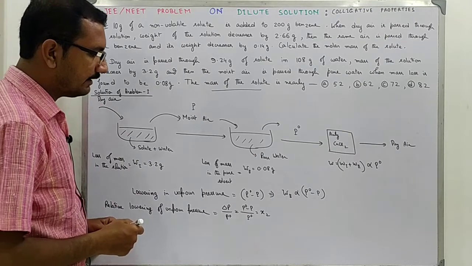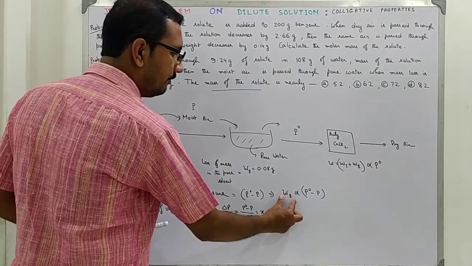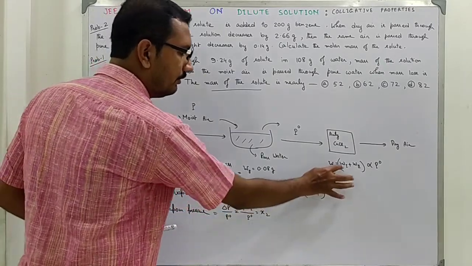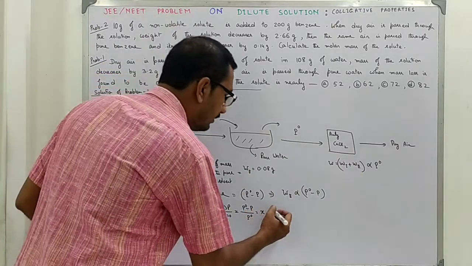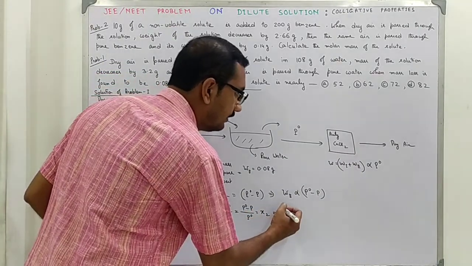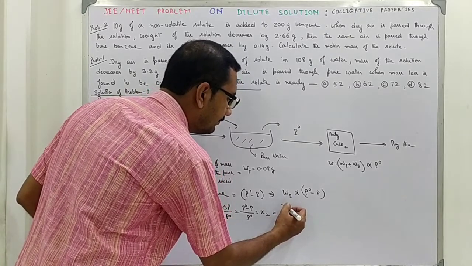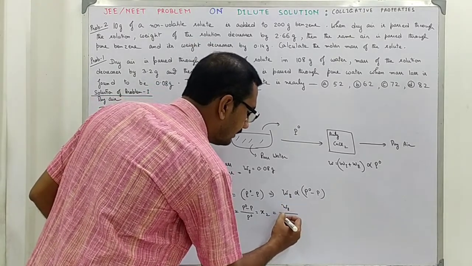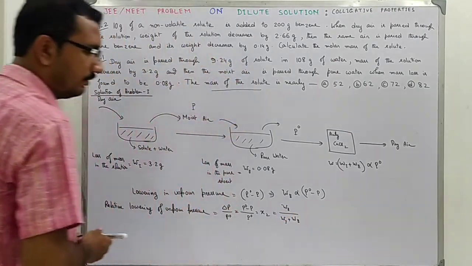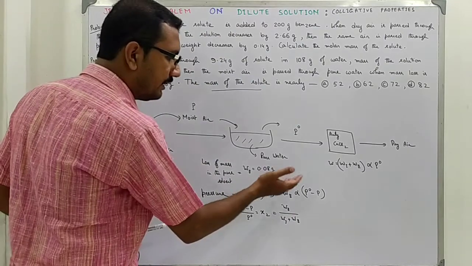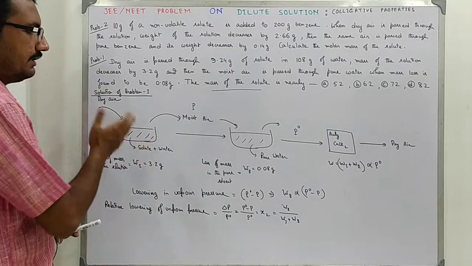And now you can see that this P0 minus P is proportional to W2, and this P0 is proportional to the sum of the loss in mass. So it can be modified as, here we put W2 and here we take W1 plus W2. Now the proportionality constant cancels out since other parameters are kept constant during this experiment.